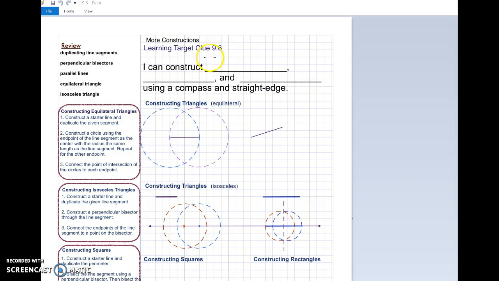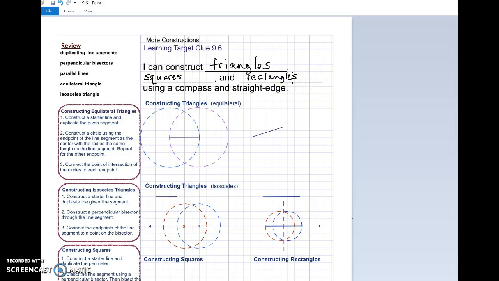I can construct triangles, squares, and rectangles using a compass and a straight edge.